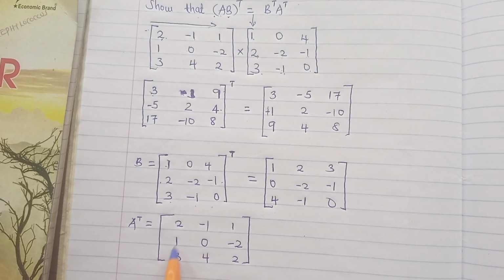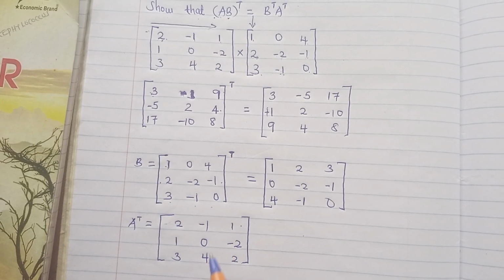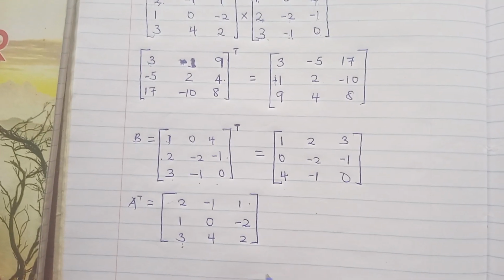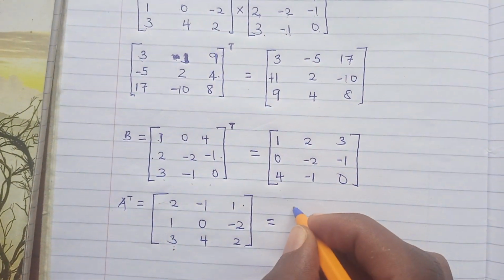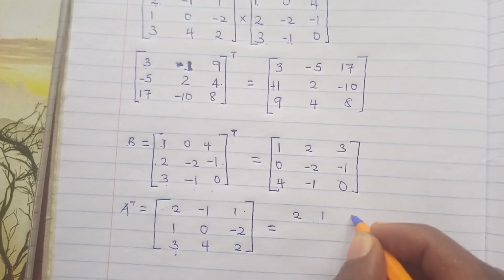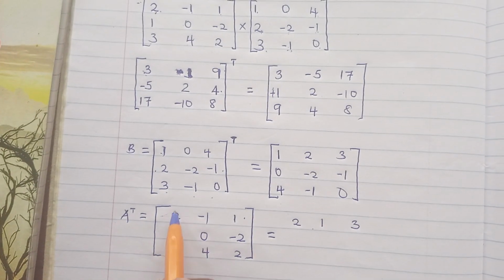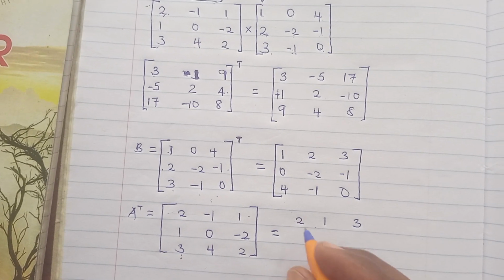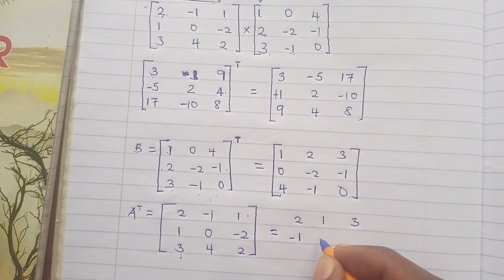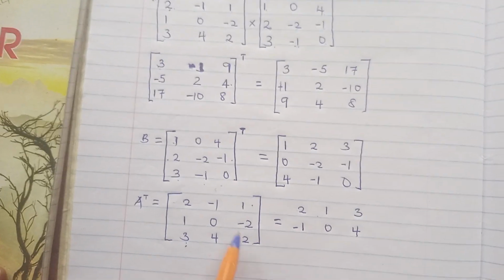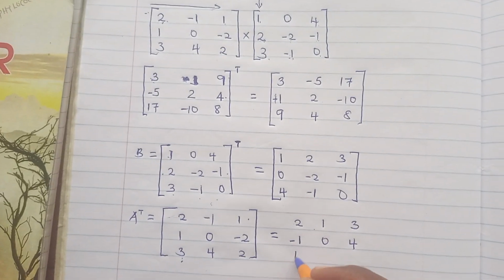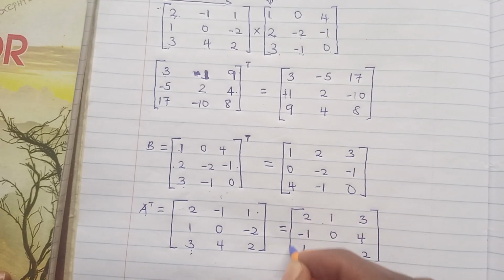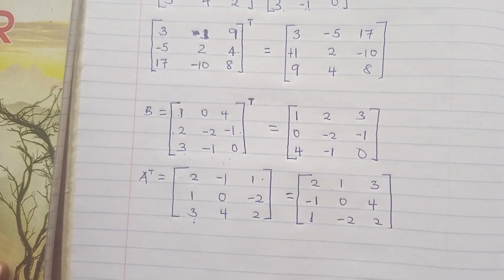So if we transpose this, we change this row now to become the column, and then these columns now become the rows. So we're going to have 2, 1, 3. This column becomes the first row, and then this second column becomes the second row. So you're going to have -1, 0, 4, and then lastly you're going to have 1, -2, 2. So this is the transposition of A now.